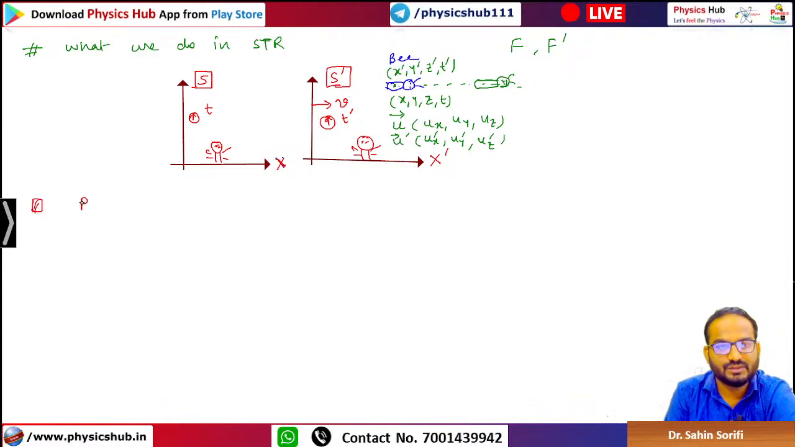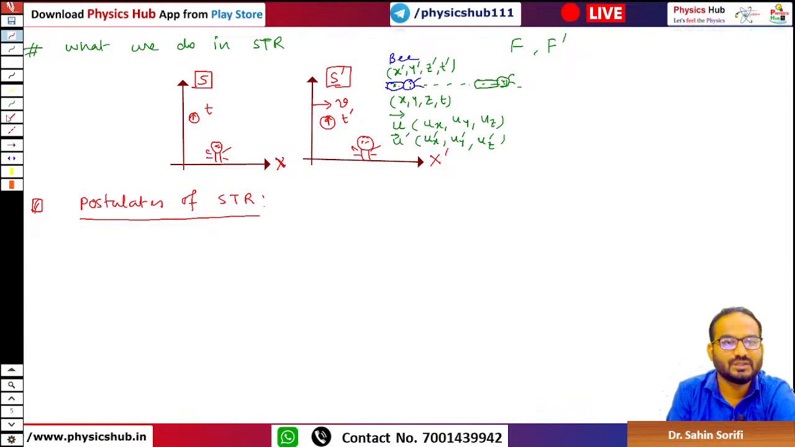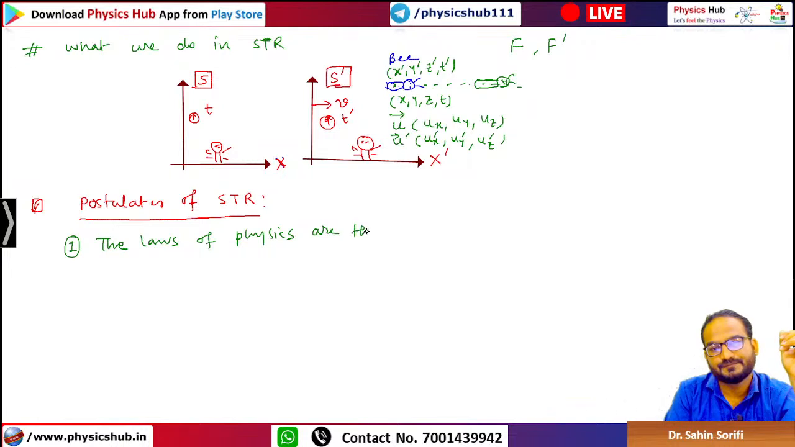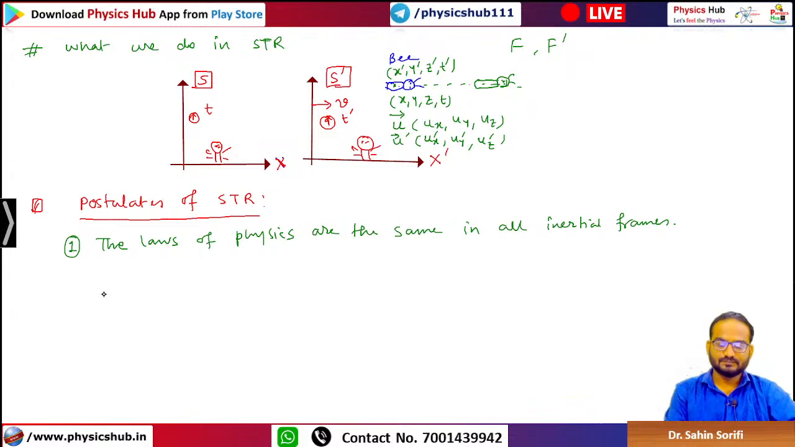Now there are two postulates of STR, the postulates of special theory of relativity. What are those two postulates? First postulate: the laws of physics are the same in all inertial frames. Understood?